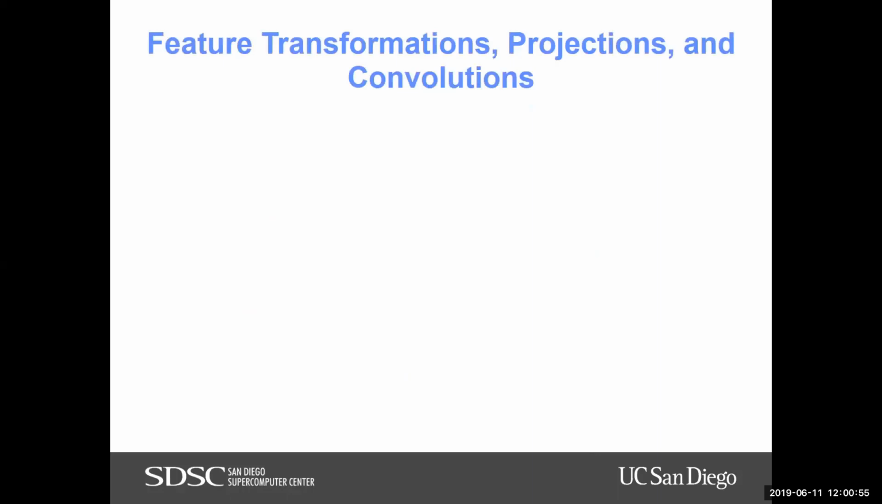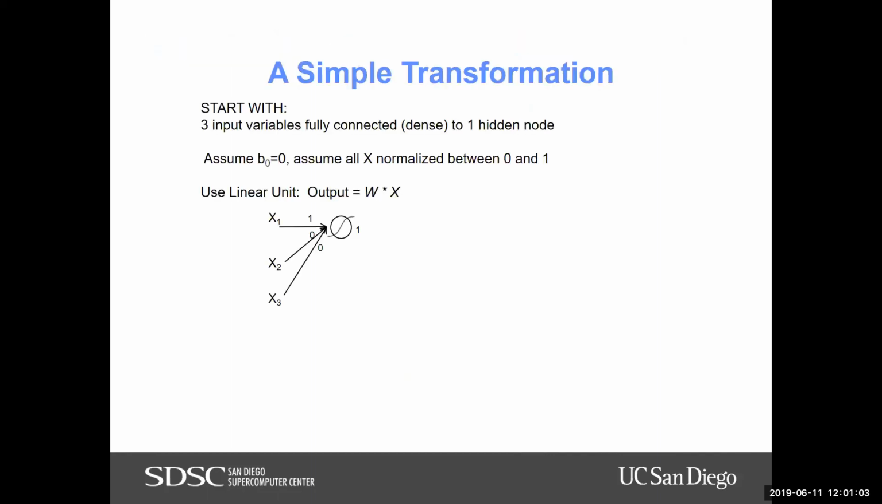Okay, so let's talk a little bit more about those kinds of neural networks, the deep learning networks, particularly for object recognition. Okay, imagine I have this situation. I have 3 input variables. They're fully connected to an input node.